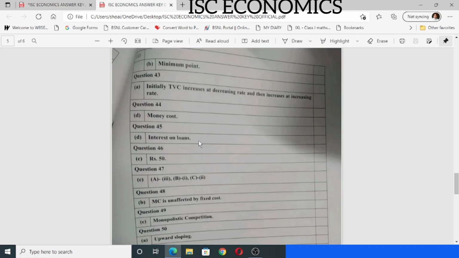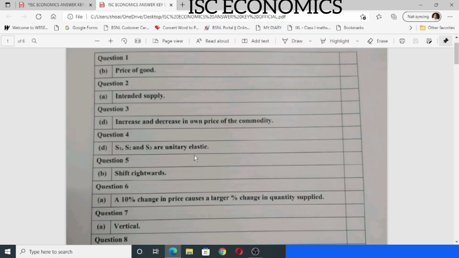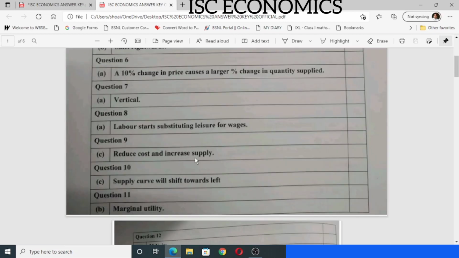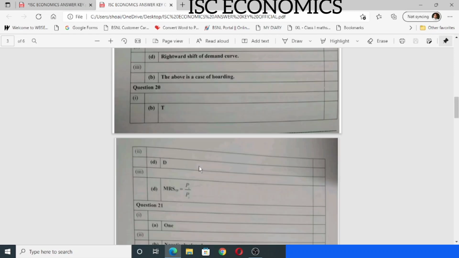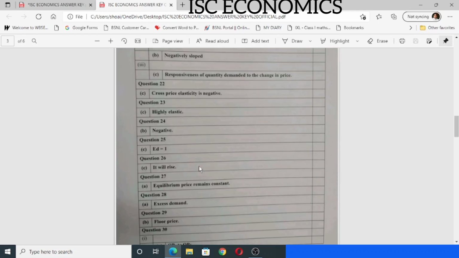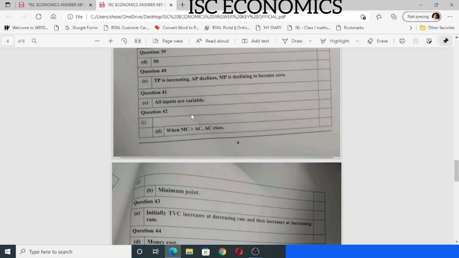So we can see here I have the answer key with me also. See here. Okay, I'll scroll it slowly. So this is the answer key. According to this answer key, I have chosen the right answer in the question paper.